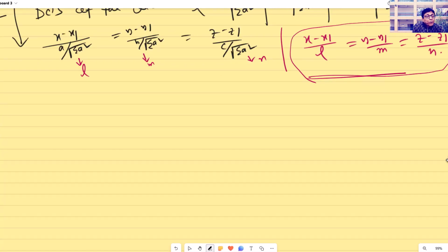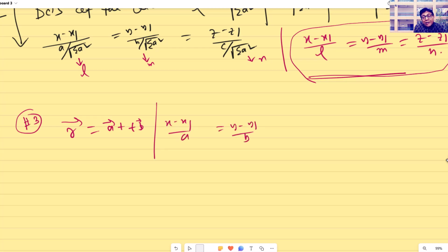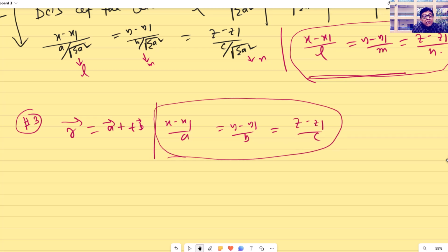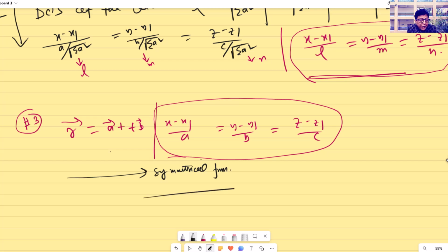Now, the third important observation I want to tell you. The equation of line you got here, r equal to a plus t b, or scalarly x minus x1 by a, y minus y1 by b, z minus z1 by c, is known as the symmetrical form of a line. If you write in this form or this form, this is called the symmetrical form of the equation of line.